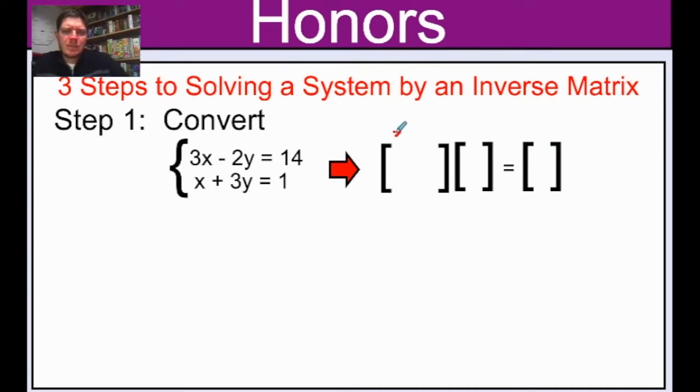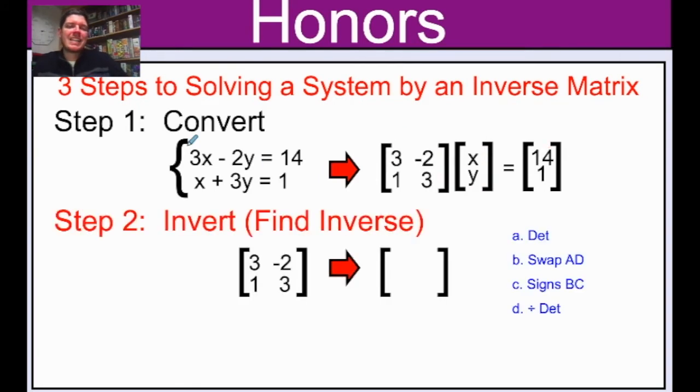Remember my hints before: x's go on the left, y's go on the right. As long as they're on the correct side of the equal sign in the system, we can just write down the coefficients. So 3, negative 2, 1, 3, x, y, and then we have a 14 and a 1. So step 1 to solving a system with matrices is to convert.